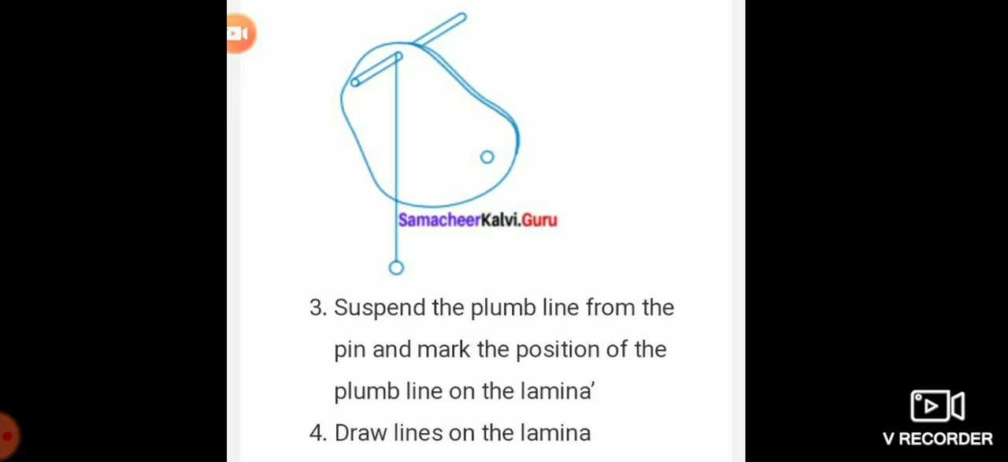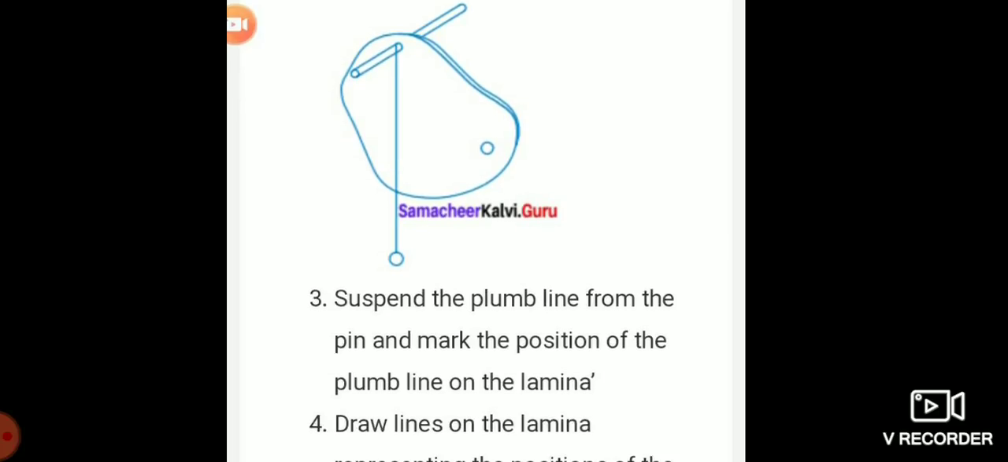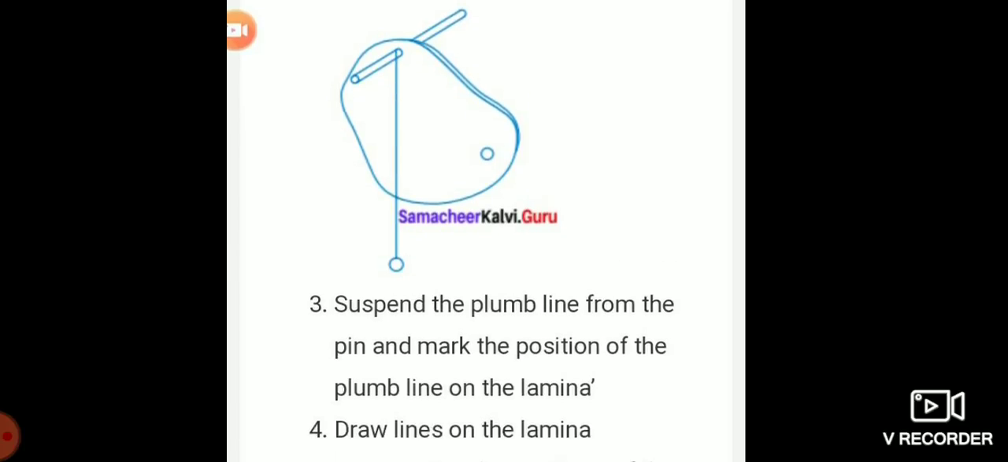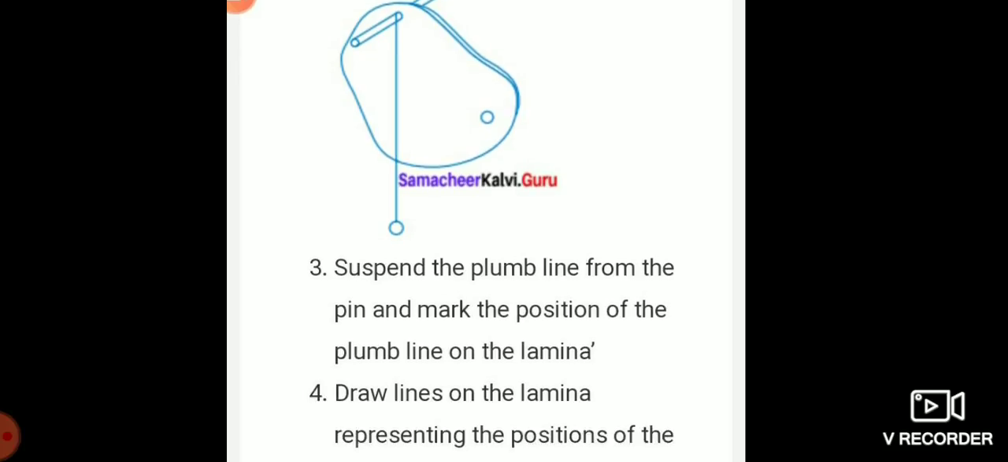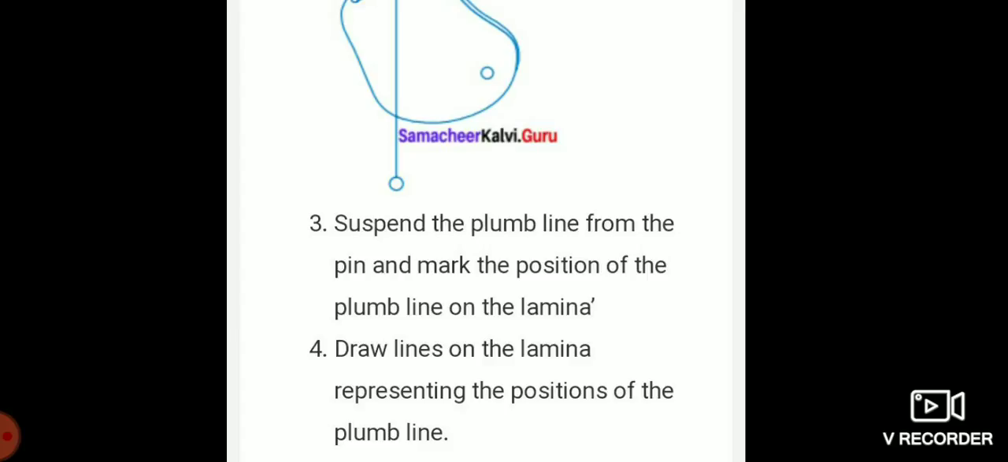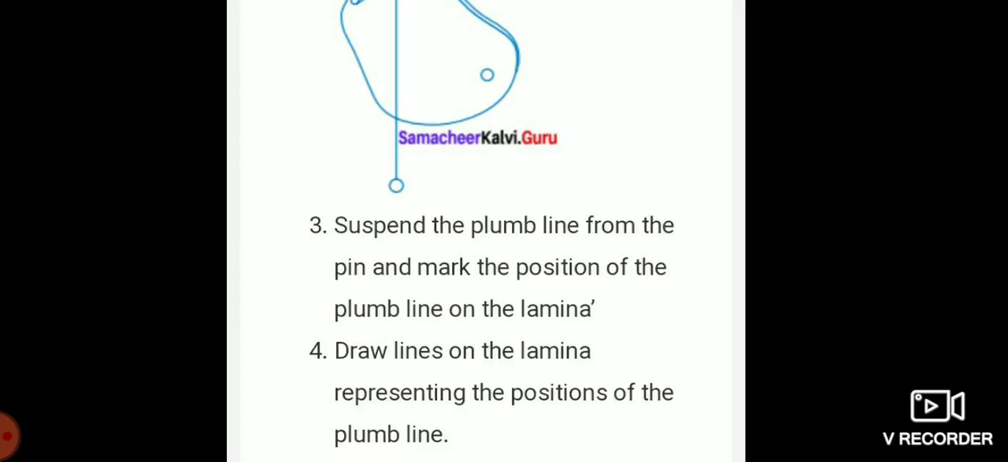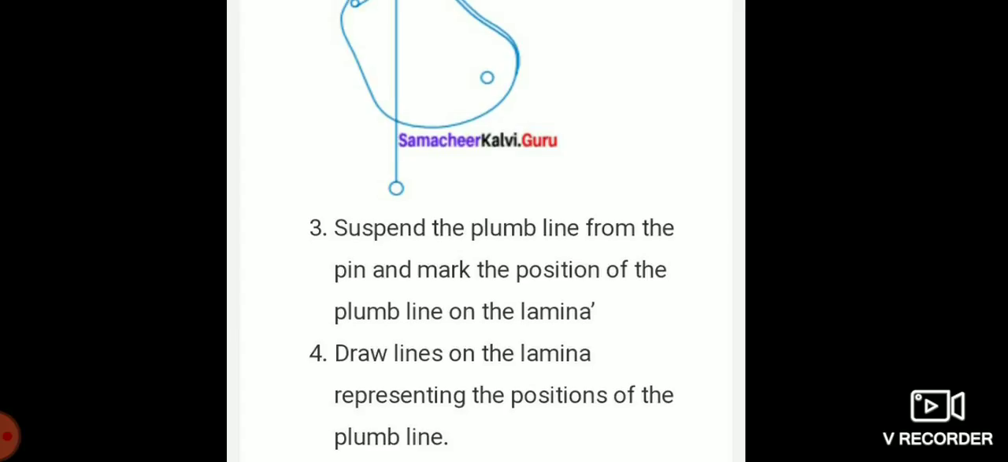Then suspend the plumb line from the pin and mark the position of the plumb line on the lamina. Draw lines on the lamina representing the position of the plumb line.